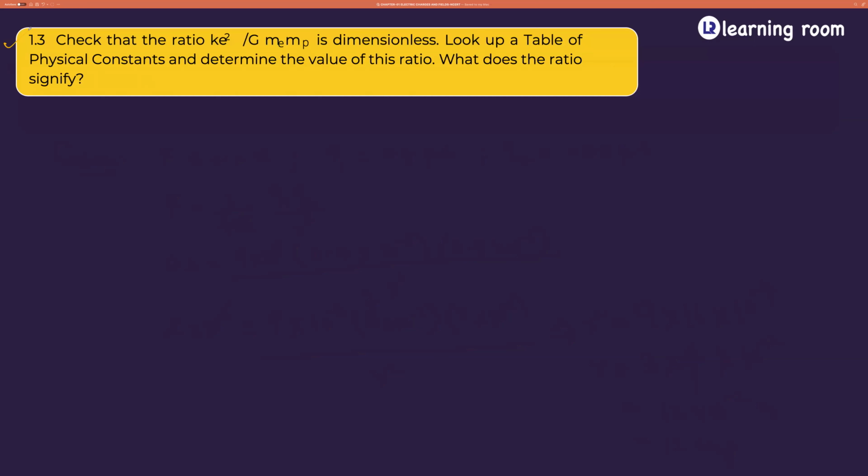So check that the ratio of K square divided by G times ME into MP is dimensionless. Look up a table for physical constants and determine the values of this ratio. What does the ratio signify?